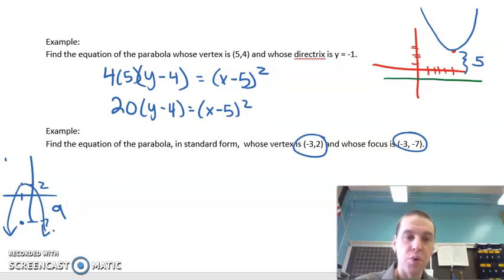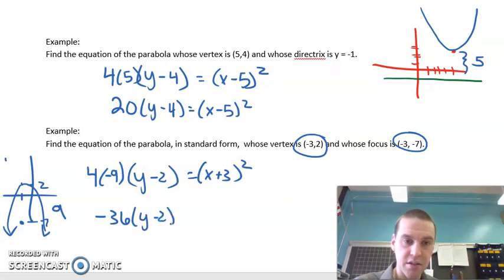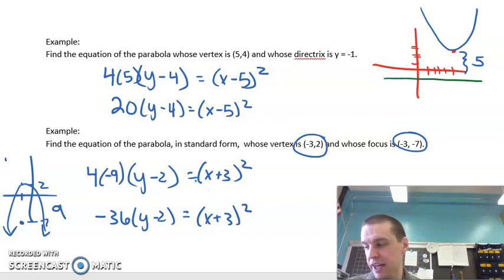And so when I go to plug in, I know the vertex. So I got x plus 3, remember it's the opposite sign. I got y minus 2. And now I have to know that it opens downward, so it's going to be negative, and 4 times -9. I'm going to get -36. And that should be our final answer.